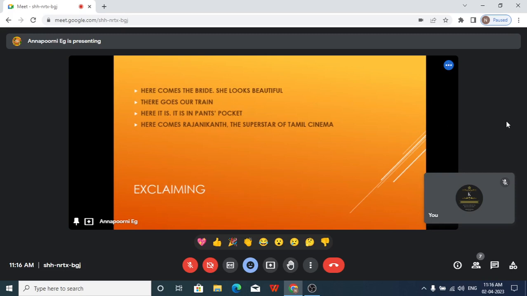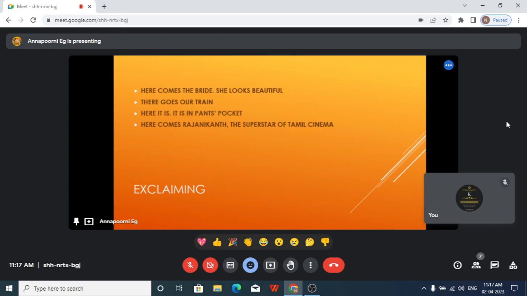Here comes the bride. She looks beautiful. Okay, the second one is, there goes our train. So this is not a happy moment. This is a moment of tension. This is a moment of worry. This is a moment of perplexion, that is confusion. I am totally confused because the train has left. So I have lost the train. I want to go to Chennai today, but I have reached the station late and the train has left already. So seeing my train going, I'm saying, there goes our train.